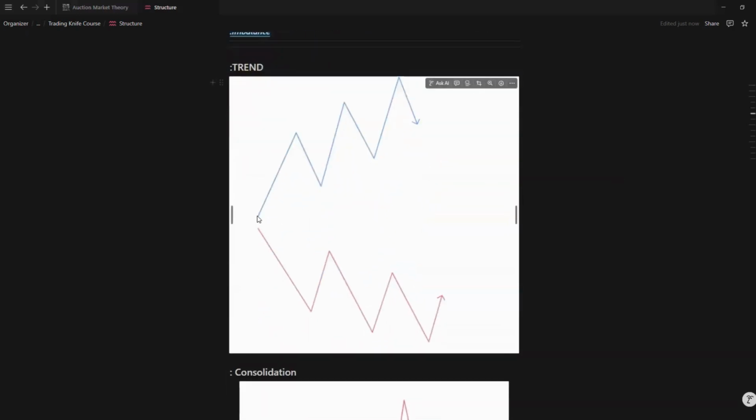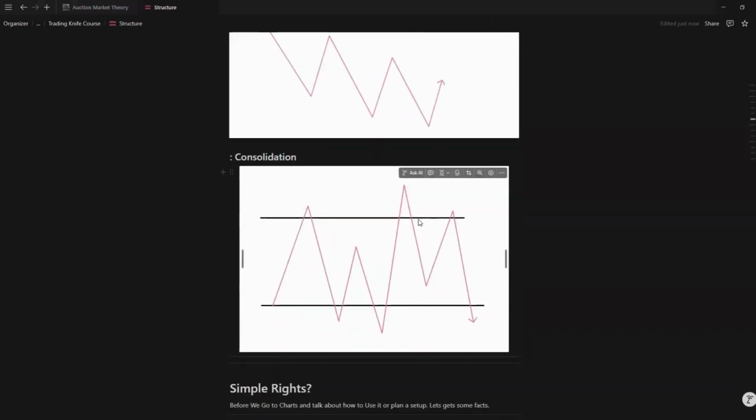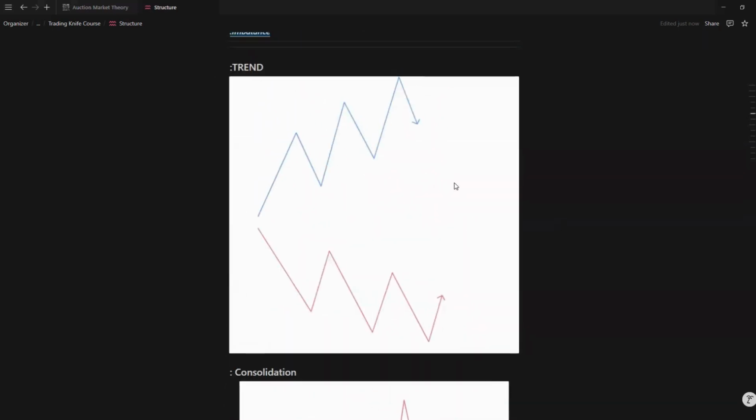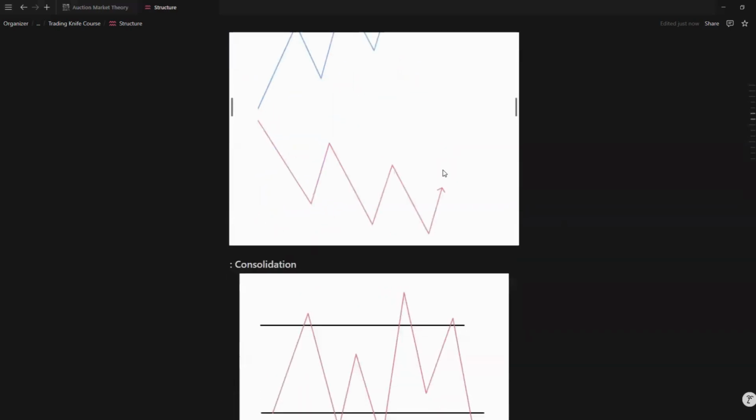A trend is just a lower high, a lower low, or a higher high, a higher low, and the same structure continuing. And then consolidation: price bounces between two levels, and that's consolidation. And this is very important. One needs to understand the whole market revolves around these two things: trend and consolidation, balance and imbalance.